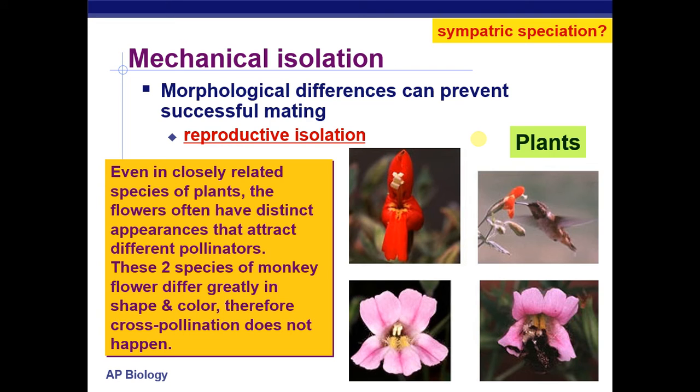Another good example is mechanical isolation, where morphological differences can prevent successful mating. Even in closely related species of plants, the flowers often have certain appearances that attract different pollinators. In this picture, these are two species of monkey flowers, and they are different in shape and color. Therefore, they aren't ever cross-pollinated because the same pollinators don't visit both plants. So with mechanical isolation, something about the physical reproductive structures makes them incompatible with one another or their pollinators.